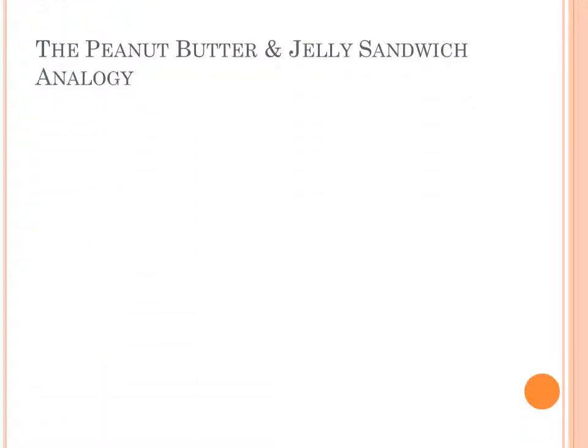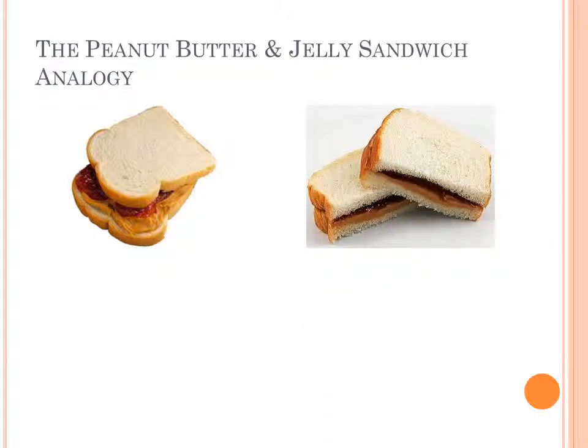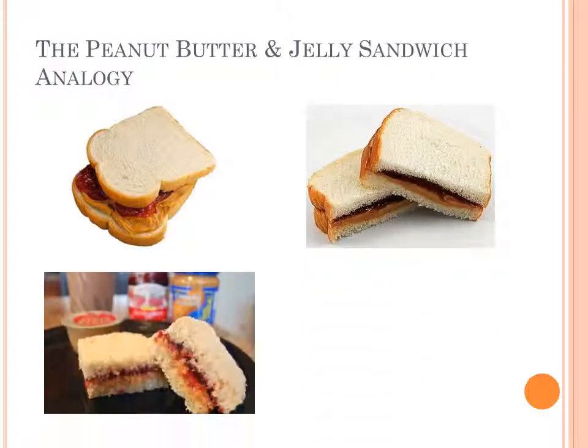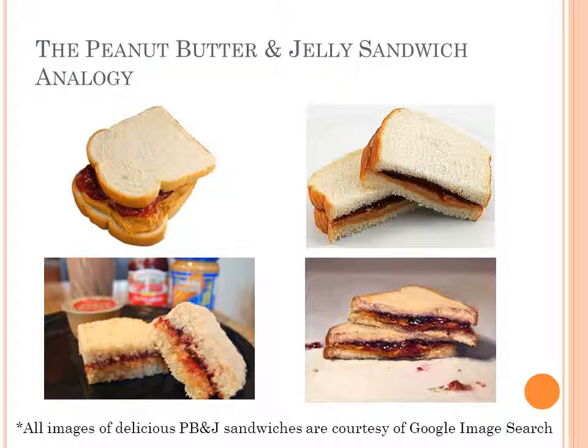Whenever I start my government classes, I always like to use this analogy of a peanut butter and jelly sandwich. So let's start off. Here is a peanut butter and jelly sandwich. Here's another peanut butter and jelly sandwich. And another. And another. On the screen here we have 4 peanut butter and jelly sandwiches.